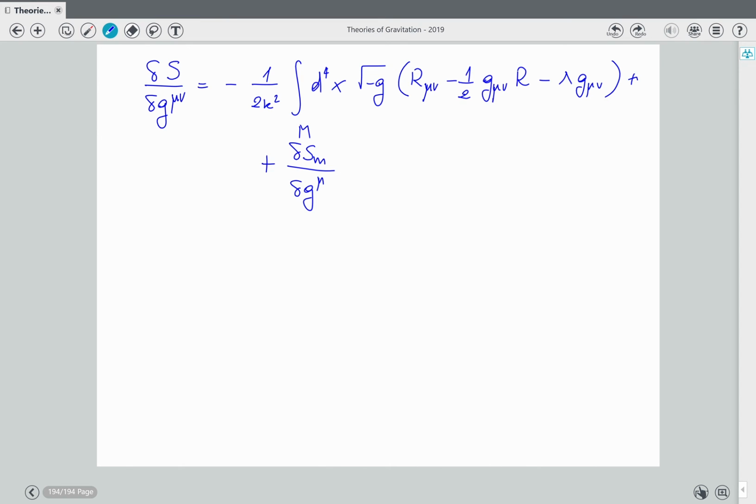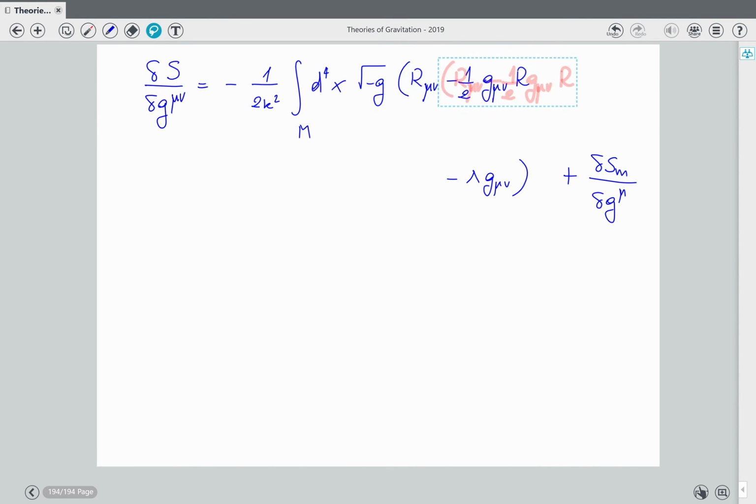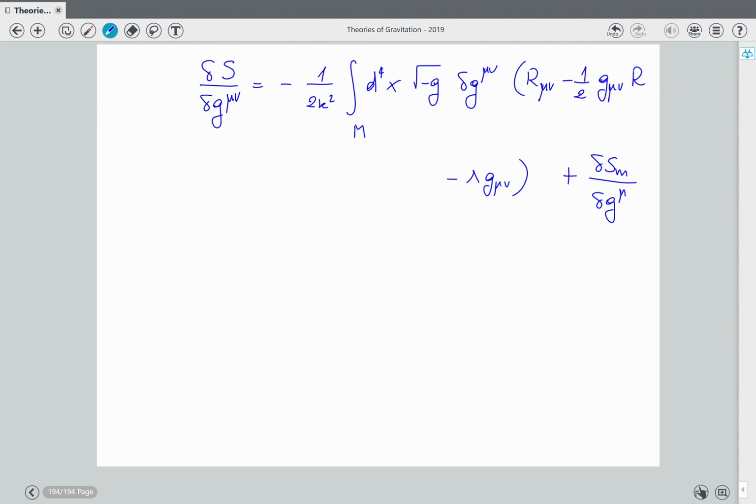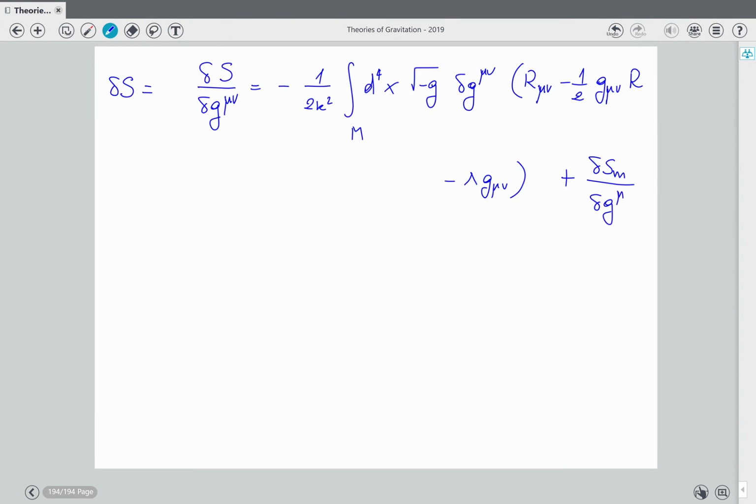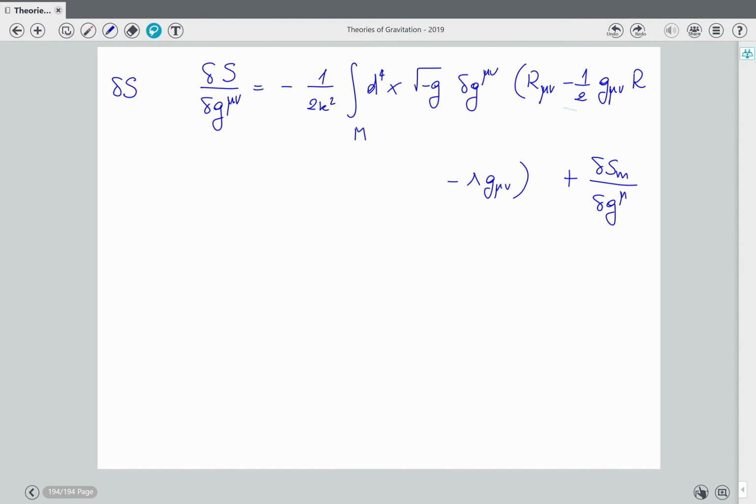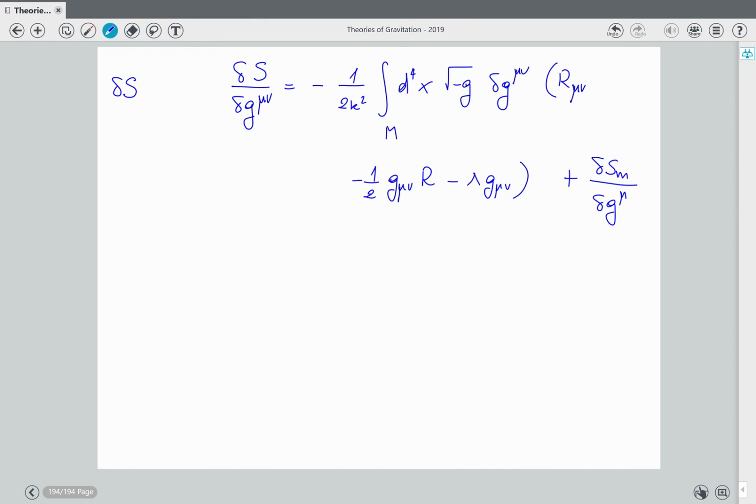Here I've written it with an integral. Let me leave the integral there because I need it. So what we do is to write not the functional derivative, but the variation, that's what we need. Delta S will be, well, if you want, you can write it.